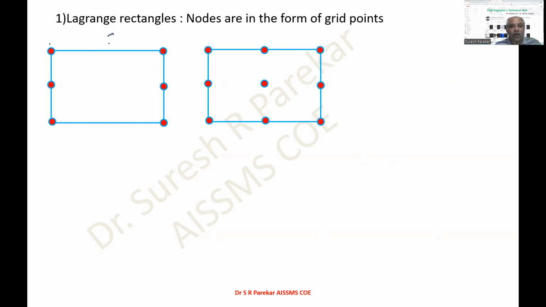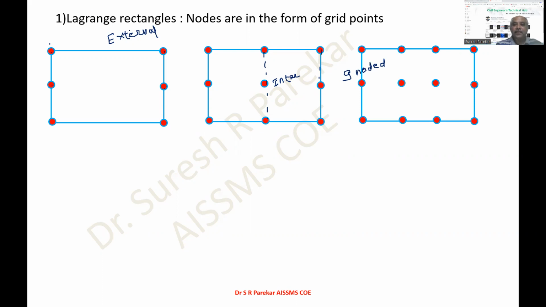Now that means here we have only external nodes. If we go here, then we have external nodes on the boundary. At corners we have primary, between primary we have secondary, and then we have internal nodes. So this is a 9-noded rectangular element. Since these are in the form of grids, they are known as Lagrange rectangular elements. And here we have a 12-noded Lagrange rectangular element.